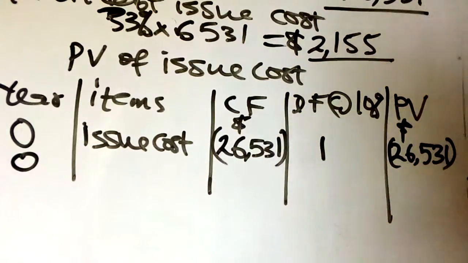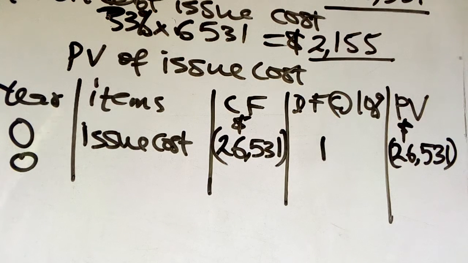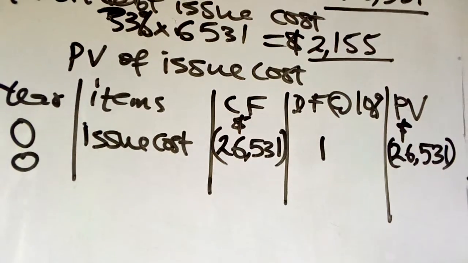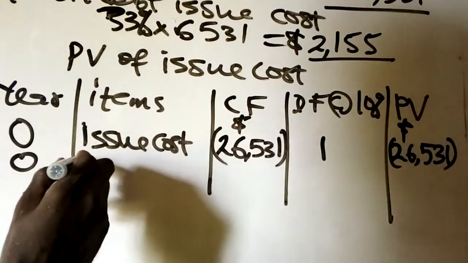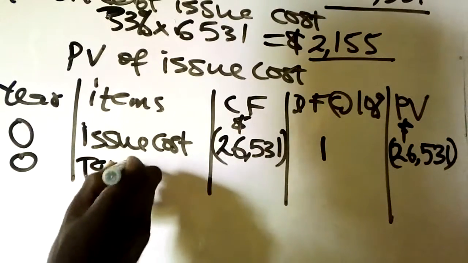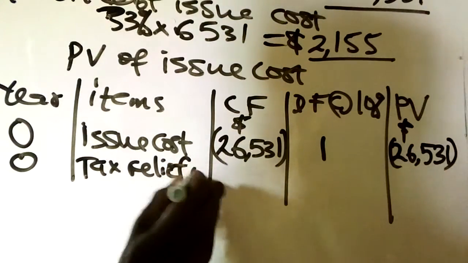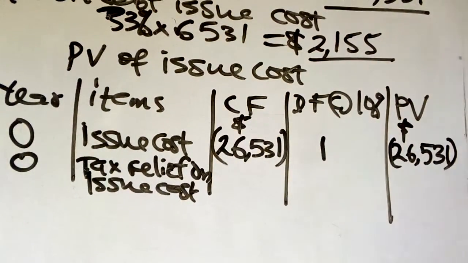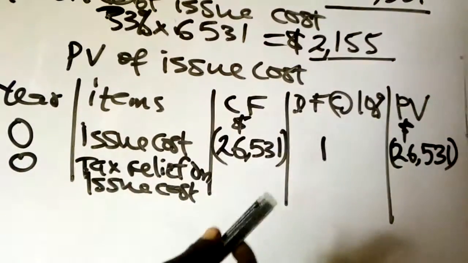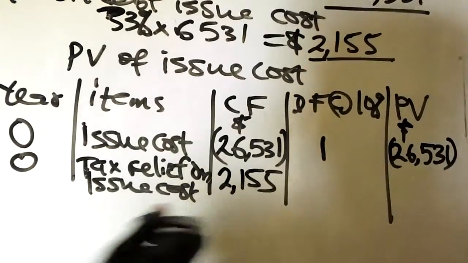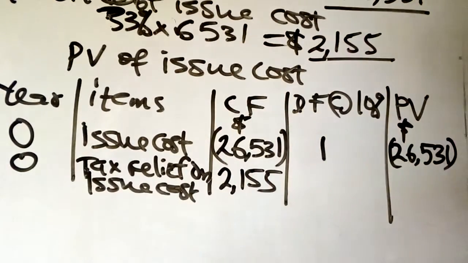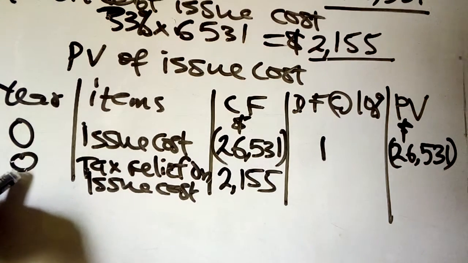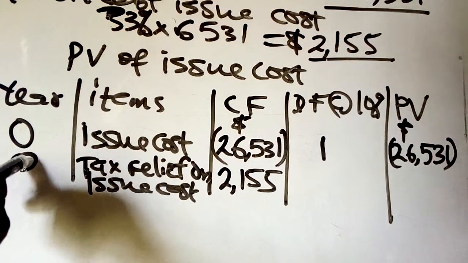Year zero as well. Remember, you have been told that tax is payable the same year. So if this issue cost arises in year zero and taxes will be paid the same year, then you have the tax relief on issue cost. As calculated above, we got 2,155. It is still year zero because tax will be payable in the same year. But if it were a 1 year delay, this would have been year one.